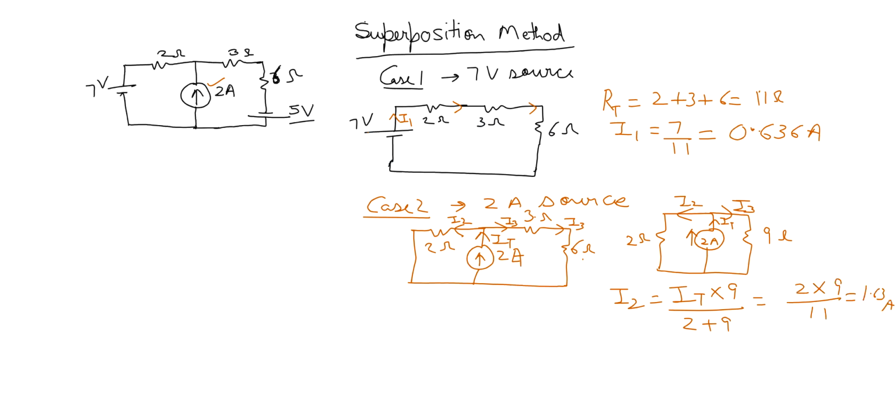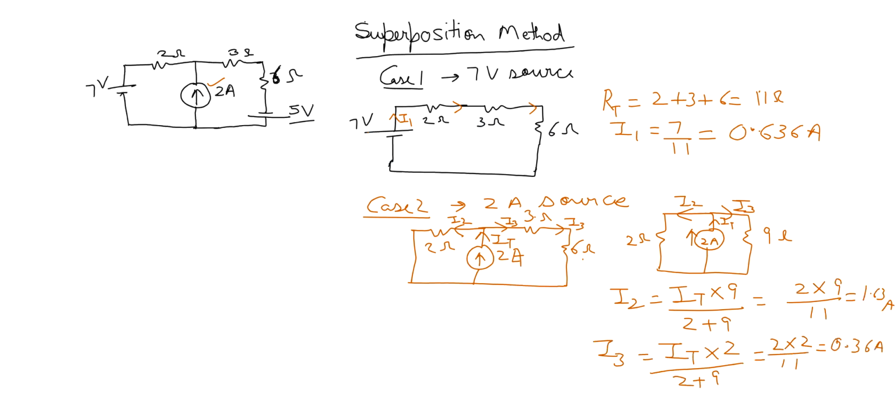Same thing, we will find the I3 current. So I total times the resistance of the opposite branch, that is 2 ohm, over the sum of both resistors that are in parallel. So this gives me 2 times 2 divided by 11, so 4 divided by 11, that is 0.36 ampere. So we solved case 2.